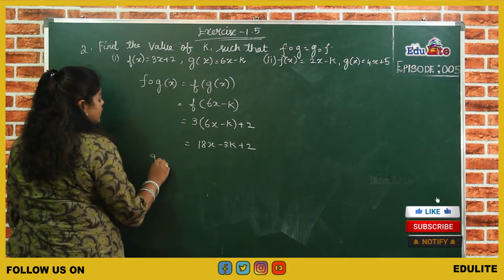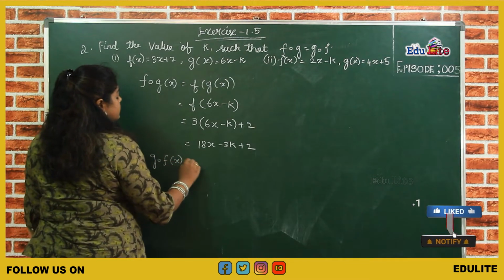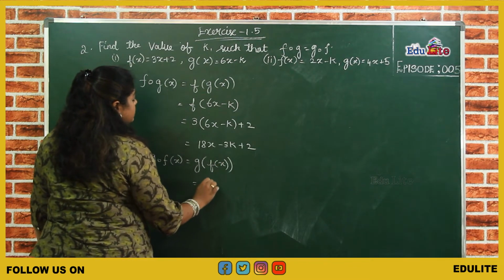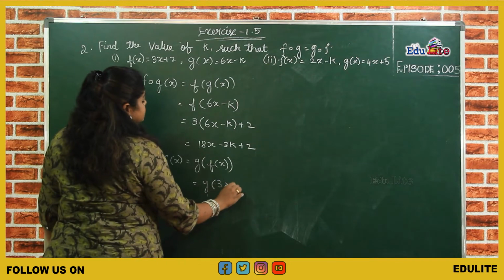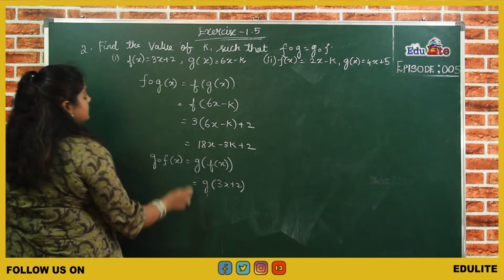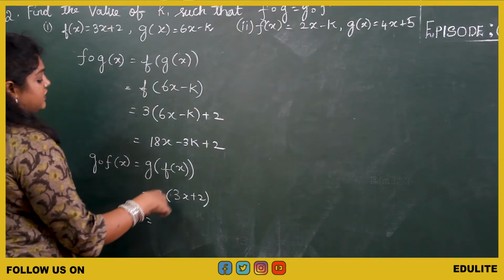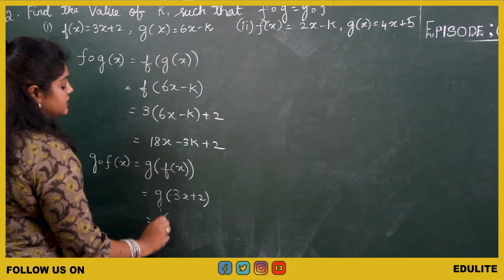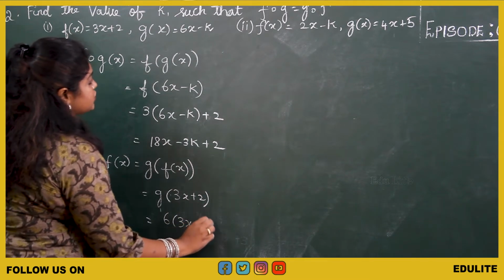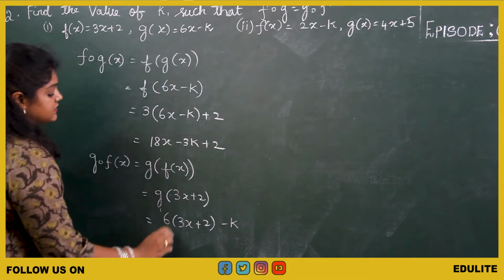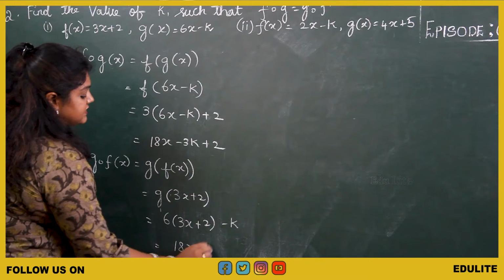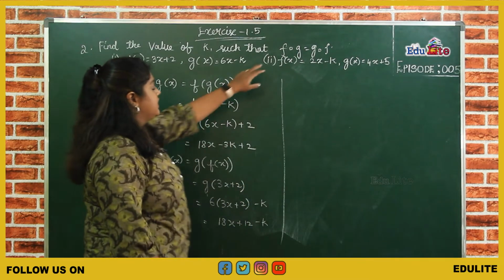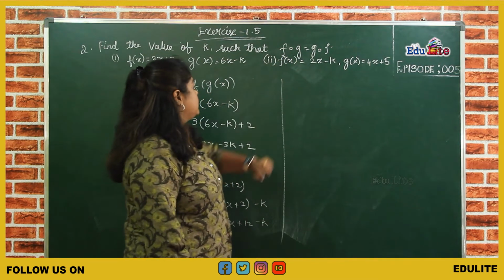Next we have to find g composite f. G composite f is g of f of x. F of x is equal to 3x plus 2 in this given problem, and now we have to use the g of x function, which is 6x minus k. In place of x we have to substitute 3x plus 2. So 6 into 3x plus 2 minus k, 18x plus 12 minus k. Now by the given equation, f composite g is equal to g composite f.